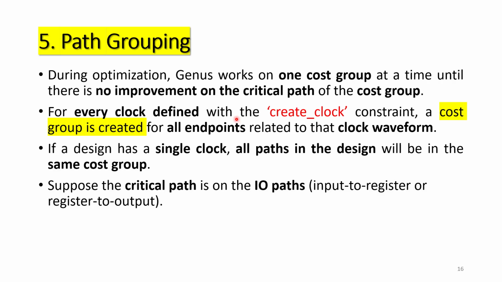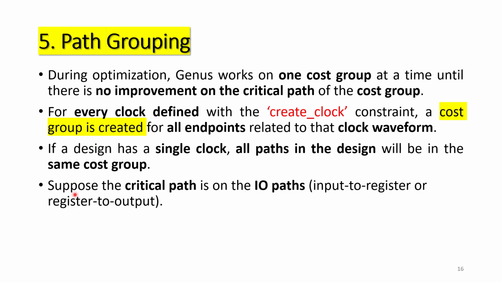For every clock defined with the create_clock constraint, a cost group is created. However many clocks you define using this command, that many cost groups will get created for all endpoints related to that clock waveform. If a design has a single clock, all paths in the design will be in the same cost group. So if you are using only one clock, then all paths will be under that clock, and that is called one cost group. Simply, if you use one create_clock command in your SDC, you will have one cost group. If you define two clocks, then you will have two different cost groups.